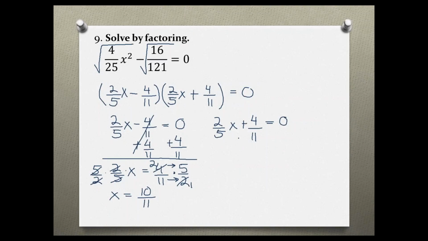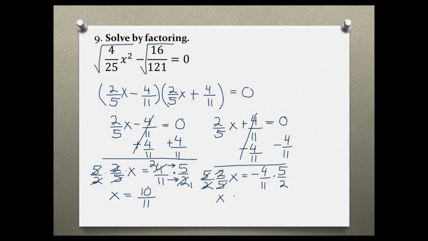Now I'm going to solve the other side. Same thing, but this time we have to subtract 4 over 11 from both sides. And we get 2 over 5x is equal to negative 4 over 11. Again, to eliminate the fraction, turning it into a 1, we're multiplying by the reciprocal, and as well on the other side. This side turns into 1x or just x.